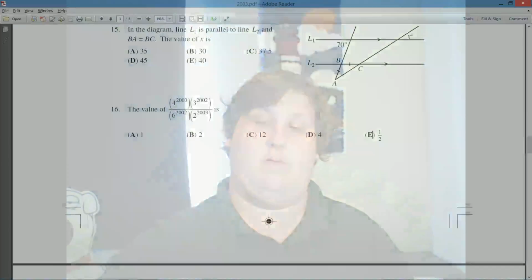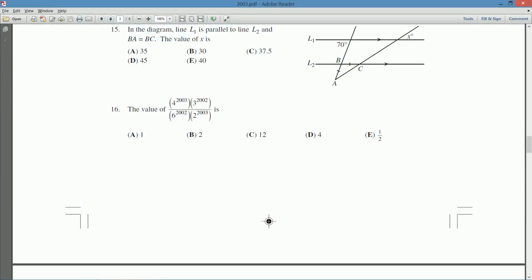I'm saying the answer is B. But let's go through the math. Let's go through the steps. Let's work it out by hand, because that's what we have to do here. There's no way we can do this with a calculator. Okay. So 4 to the 2003, 3 to the 2002 on top.